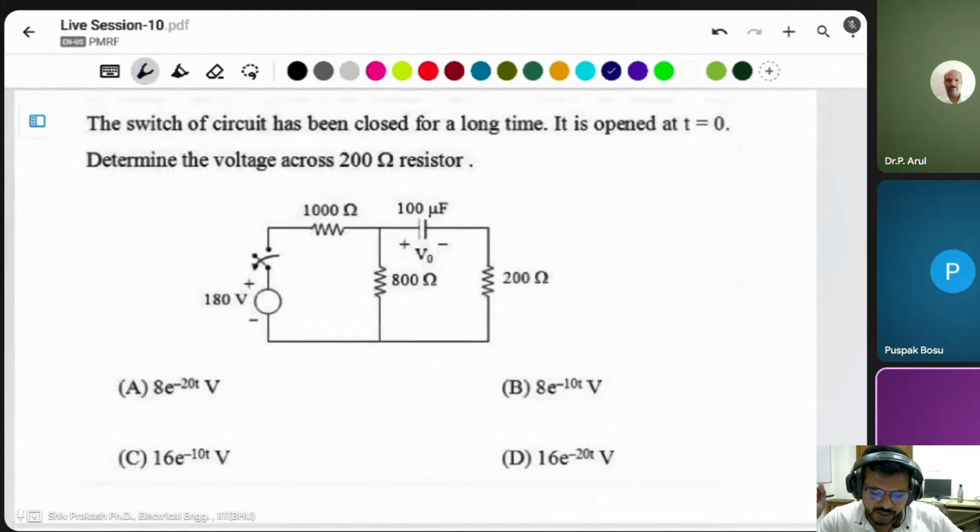The switch of the circuit has been closed for a long time. It is opened at t equal to 0. Determine the voltage across the 200 ohm resistor, this resistor. The circuit is closed for a long time period, then after it is opened at t equal to 0. Then you have to find first of all the initial voltage of the capacitor. Only one capacitor is there here, and 3 resistors are here.